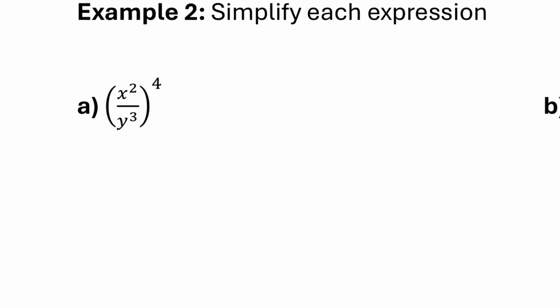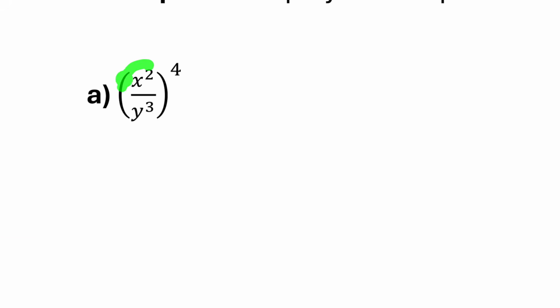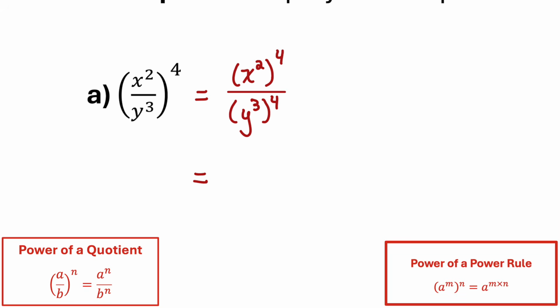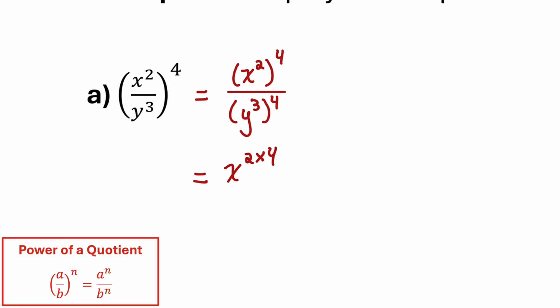Starting with 2a, I have a power of a quotient. The base of the power is a quotient of x squared divided by y cubed. So that exponent of 4 has to be applied to the x squared and to the y cubed, giving me x squared to the power of 4 divided by y cubed to the power of 4. And using the power of a power rule for both of those, x squared to the power of 4 would equal x to the 2 times 4, which is x to the power of 8, divided by y cubed to the power of 4, which would be y to the 3 times 4, which is y to the power of 12. And there's the final simplified answer.